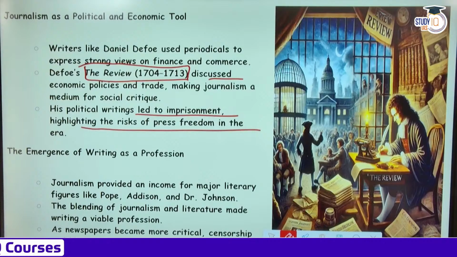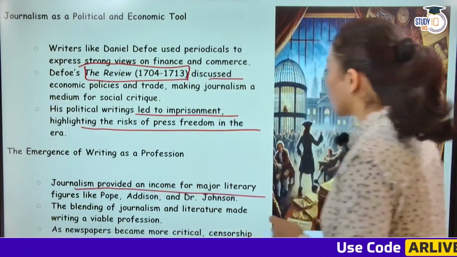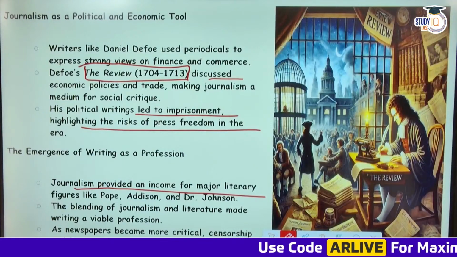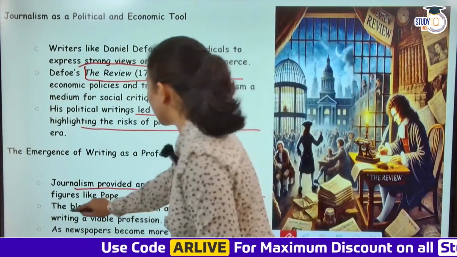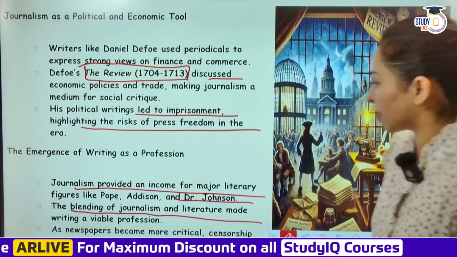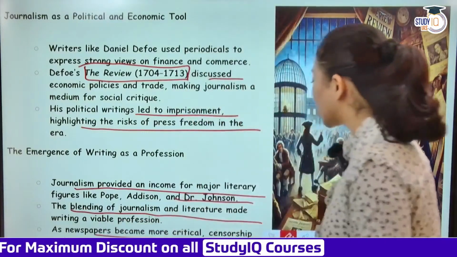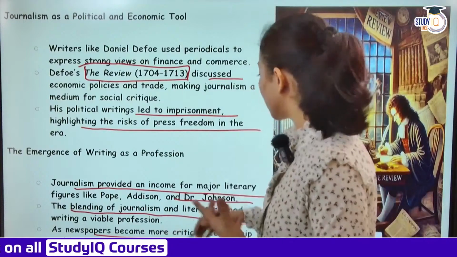The emergence of writing as a profession: journalism provided an income for major literary figures like Pope, Addison, and Dr. Johnson, and this blending of journalism and literature made writing a very viable profession. And as newspapers became more critical, censorship and libel laws were also increased. Okay, so this was there.